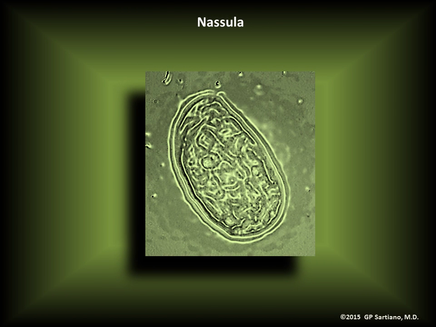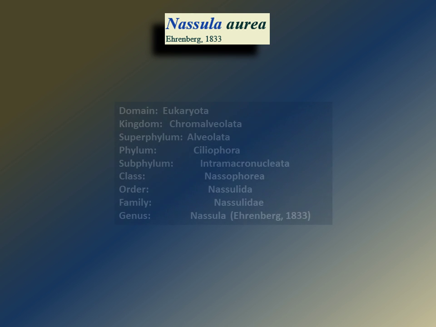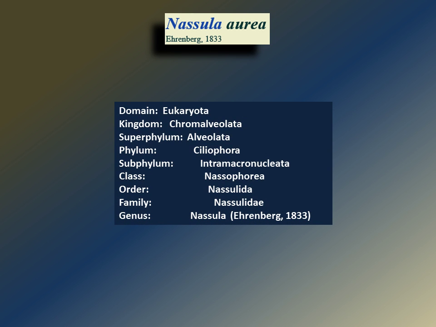Nassula. Genus Nassula. Nassula was first described by Ehrenberg in 1833.